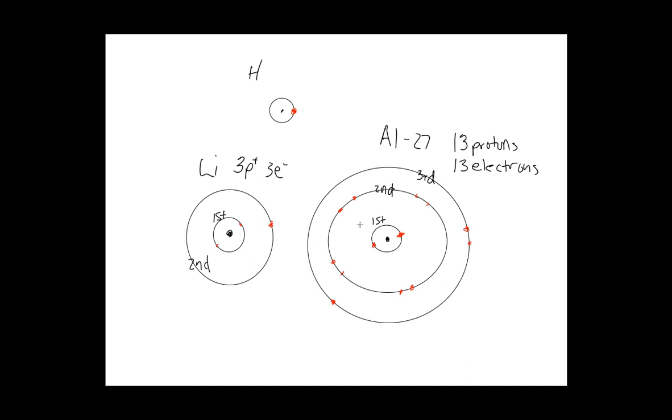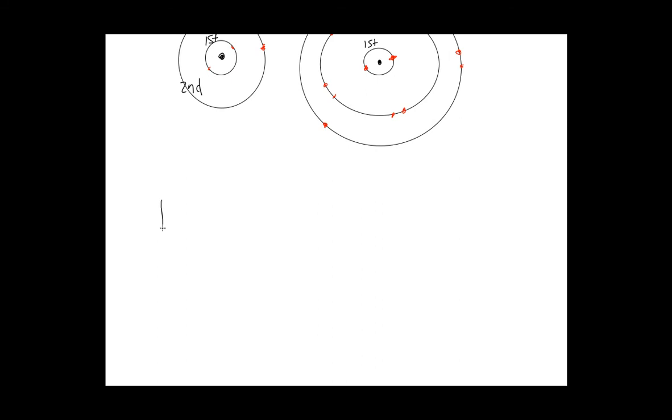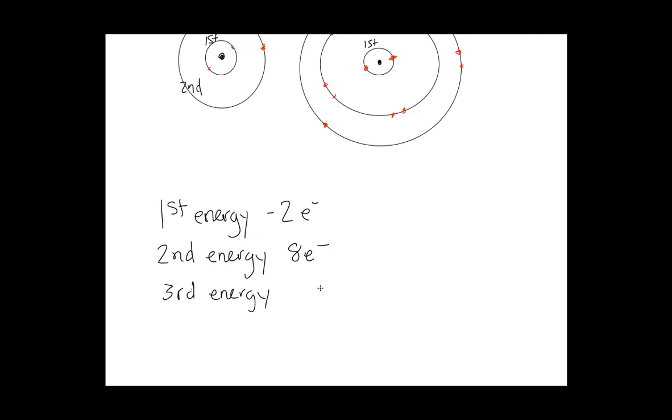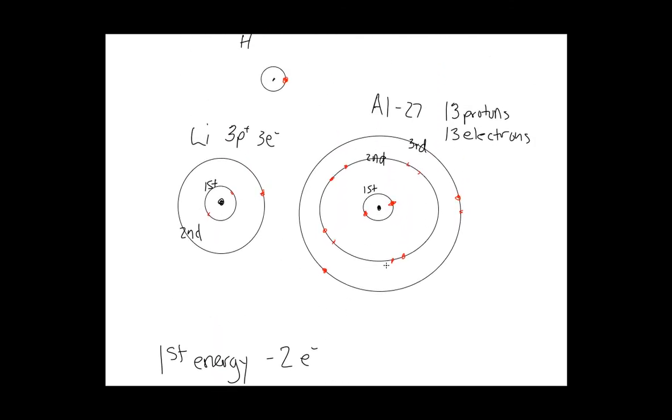So the key to remember when you're doing these is there's a maximum number of electrons that can be in any given energy level. In the first energy level, you're going to have 2 electrons. In the second energy level, there are 8 electrons. In the third energy level, it goes to 18. And in the fourth energy level, it goes to 32. So each successive energy level, you can have more electrons. The reason is that now you have more space. The rings keep getting farther and farther from the nucleus, so you've got the space for those electrons to be moving around.